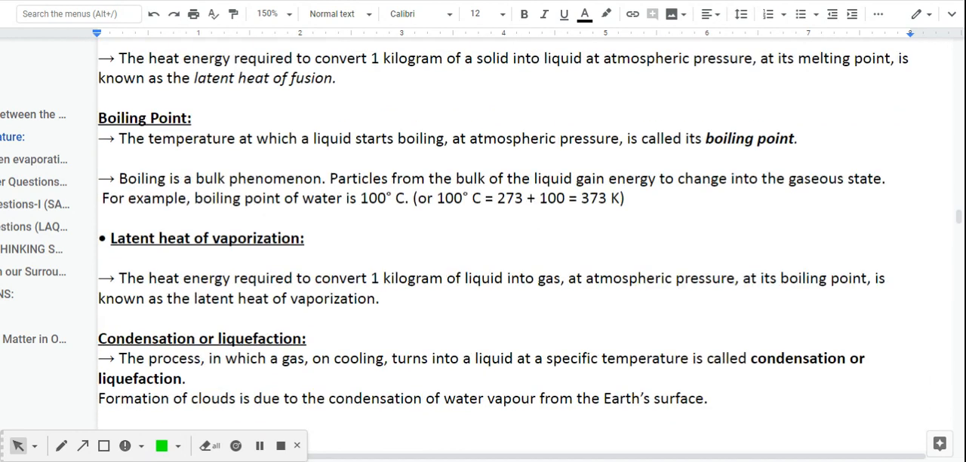So now there is a point of condensation and liquefaction. I explained about the condensation in a table above, right? So here is the definition for the condensation. Condensation is also known as liquefaction. Why do we call it liquefaction? Because in this, gases on cooling turn into liquid at a specific temperature.